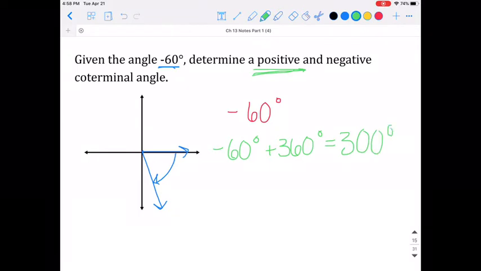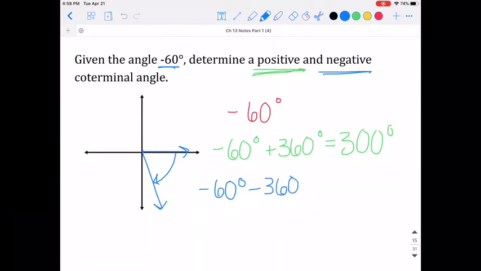To find a negative coterminal angle, obviously if I want this number to stay negative, I have to subtract 360. So negative 60 degrees minus 360 degrees is going to give us negative 420 degrees. So from my original angle, which is negative 60 degrees, I've created two coterminal angles.